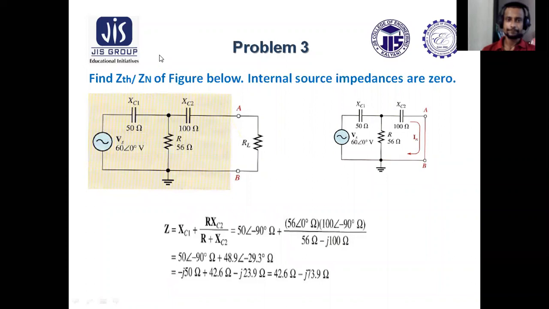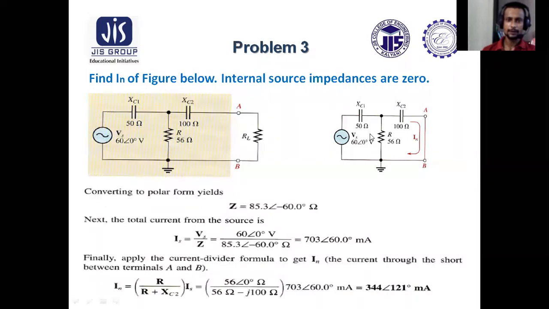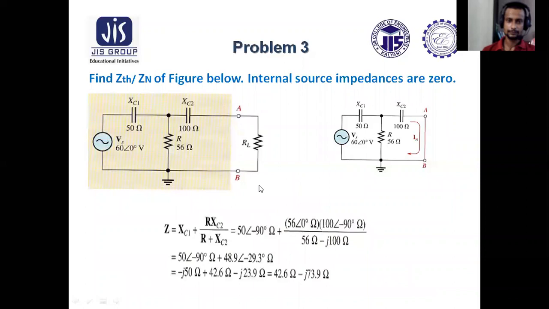Okay. Again, we are asked to find Zn first. For the same problem, we have to find In as well. So how to find Zn? This load will be removed. It is not shown here.